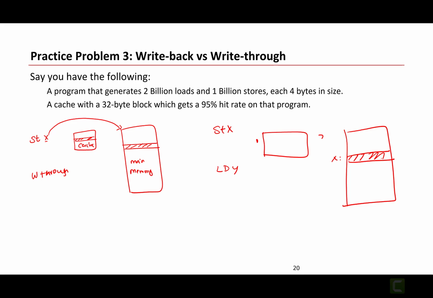Okay, so now let's look at this problem. You have a program that has 2 billion loads and 1 billion stores. This architecture is a 32-bit architecture, so every load and store accesses 4 bytes of data. And you're asked to assume a cache with a block size of 32 bytes and a hit rate of 95%.